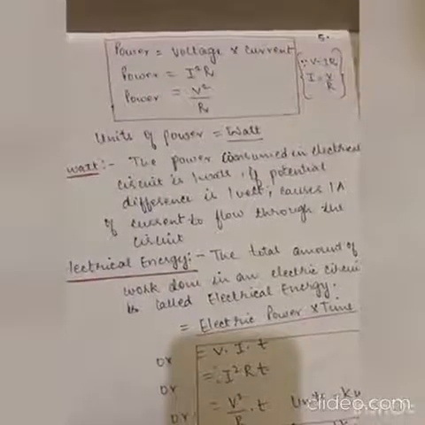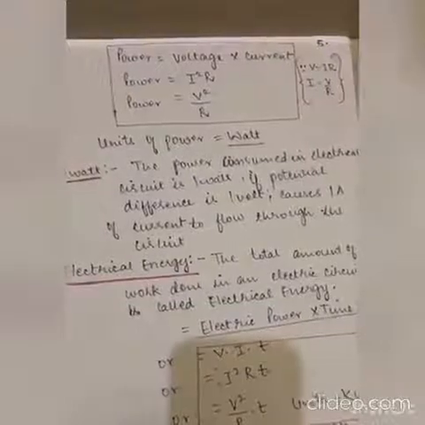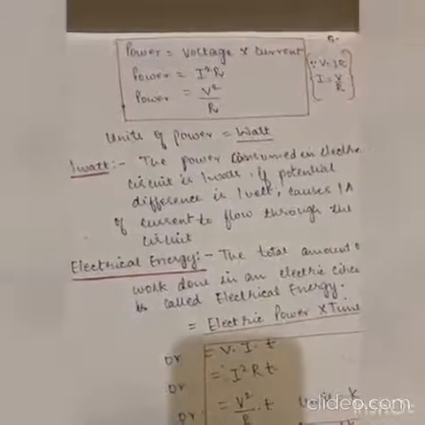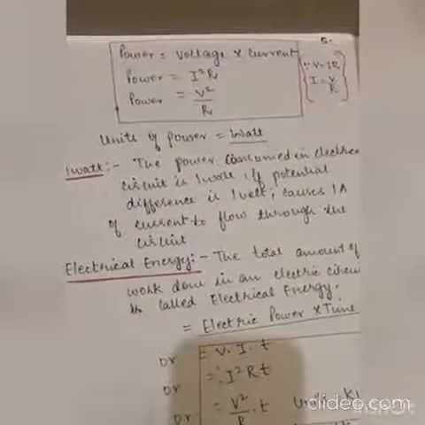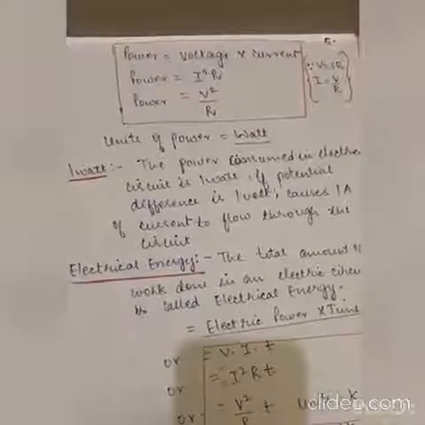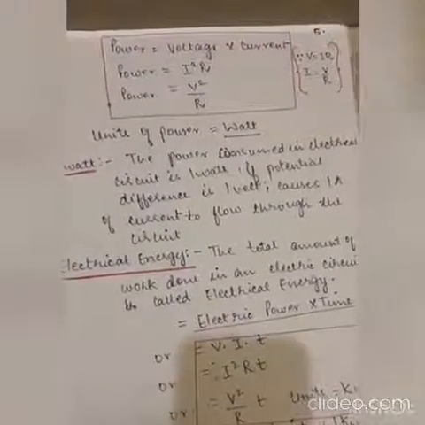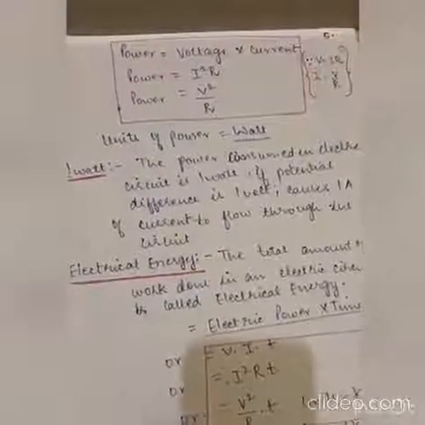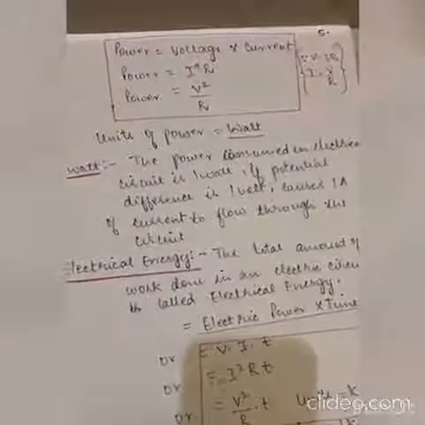So the last basic electrical quantity is electrical energy. The total amount of work done in an electric circuit is called electrical energy. Electrical energy is given by electrical power into time. Different formulas for energy are: energy is equal to voltage into current into time, or I square R T. Energy is also given as V square upon R into T.